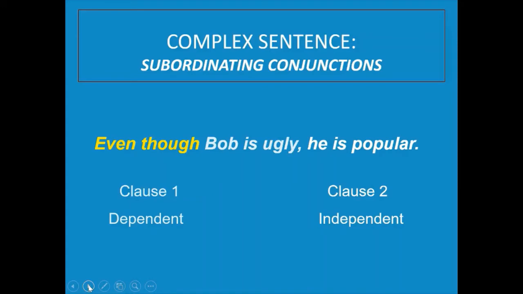Now here the words have been changed. Even though Bob is ugly, he is popular. Here the first part of the sentence has become the dependent clause, and the last part is the independent clause.